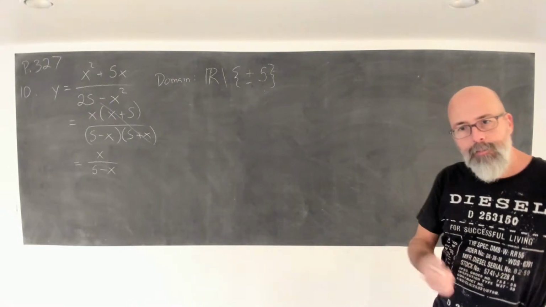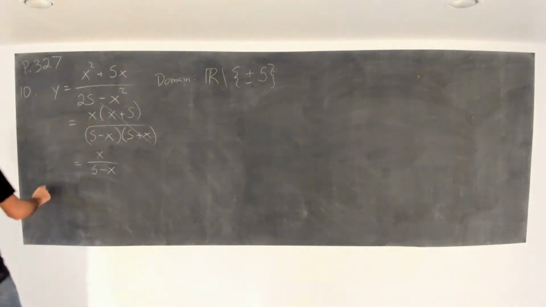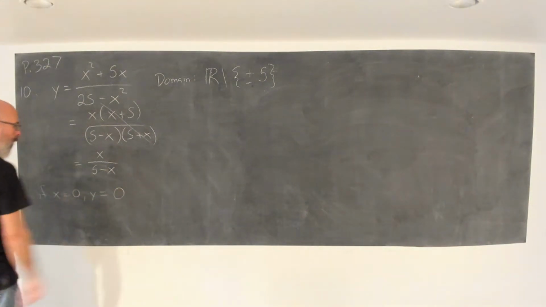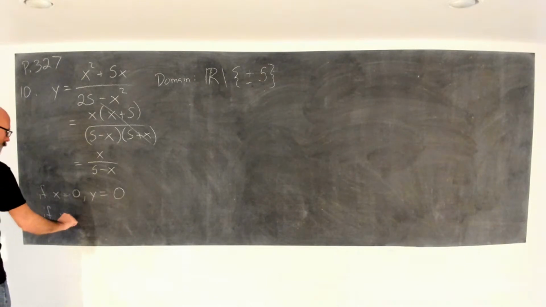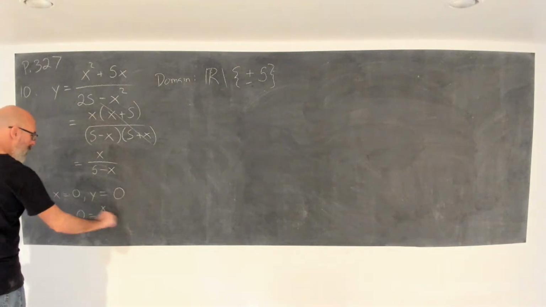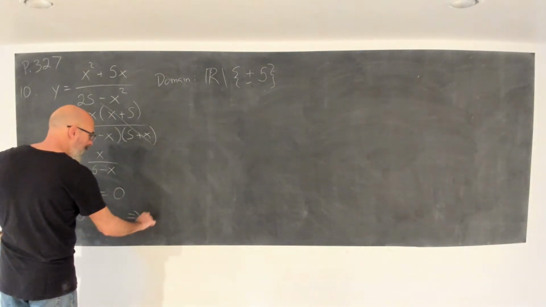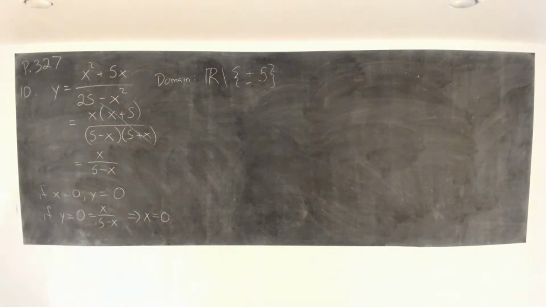X and y intercepts. If x is 0, y is equal to 0. And if y is equal to 0, then it's easy to see that x has to be 0 as well. So there's only one x and y intercept, and that's the origin.